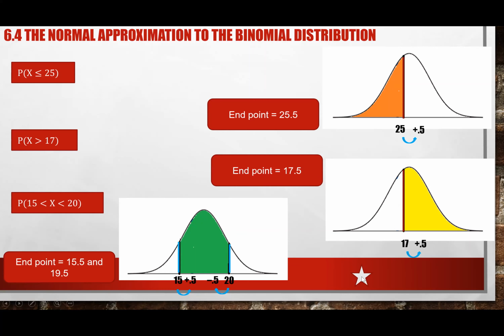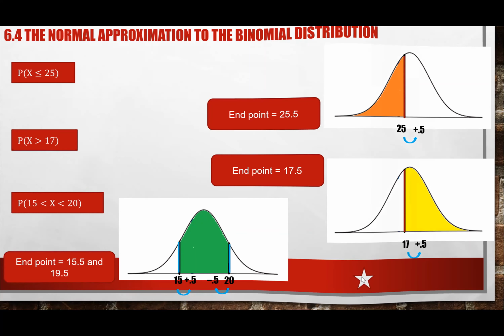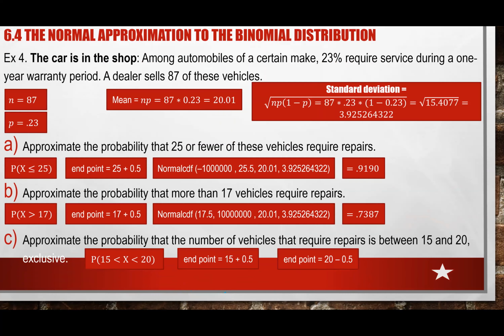And if I do that adjustment, this is what I have: the two endpoints in normal CDF, a smaller endpoint, 15.5, and then the bigger endpoint, 19.5. Everything else is the same, and now my answer is 0.3230. So again, any question on this item?